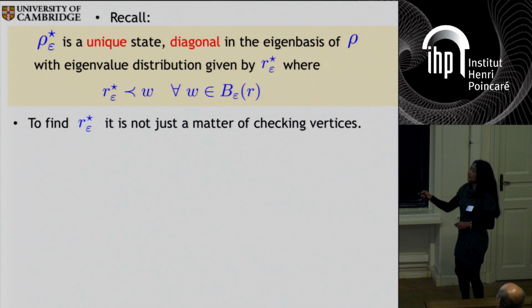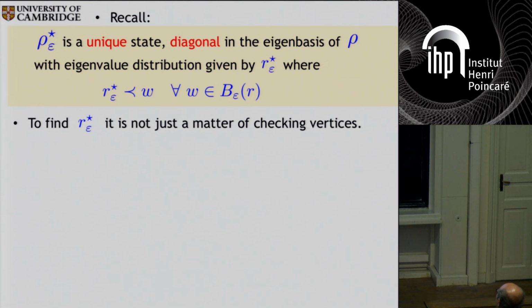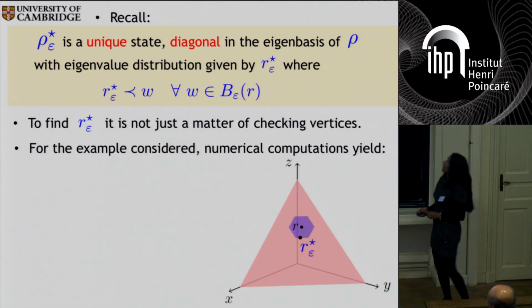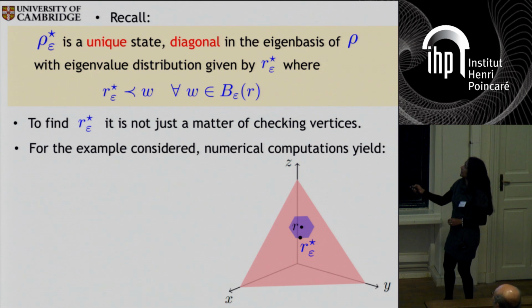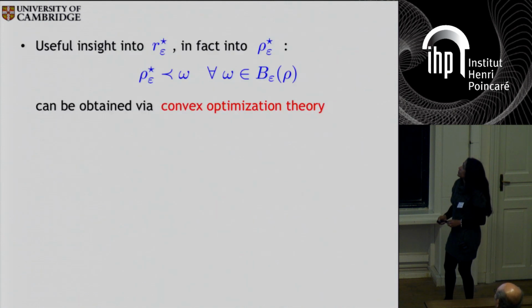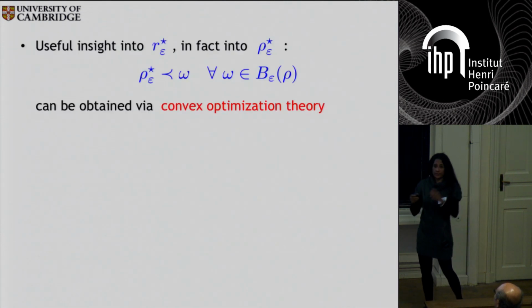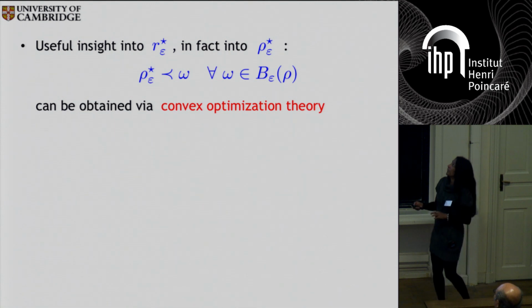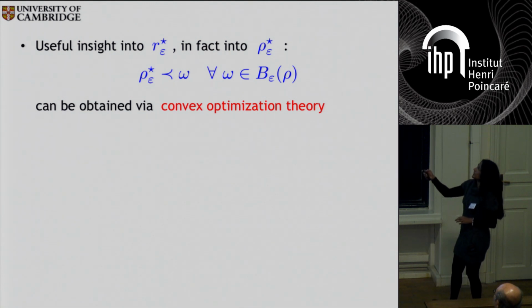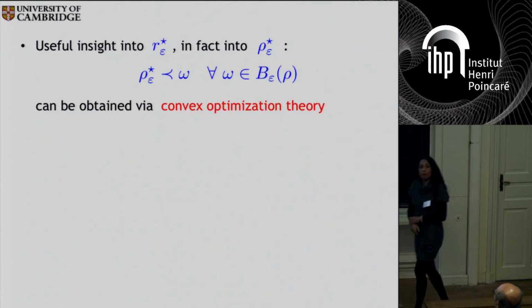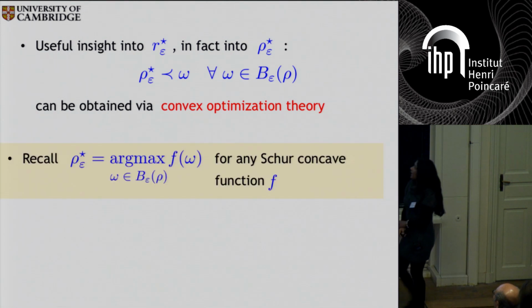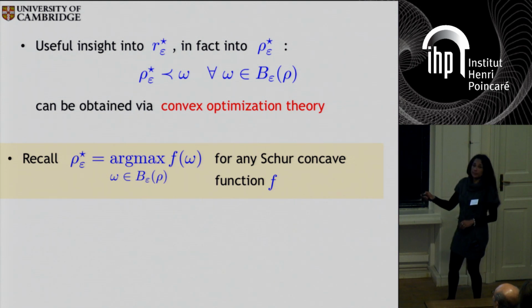Now, to find this R upper star epsilon, it is not just a matter of checking, even in this little example, the values at the vertices. For the example considered, numerical computations yield that it is not even a vertex, it is a point here. However, useful insight into what that R upper star epsilon could be, and hence into the state, can be obtained via convex optimization theory. And you recall that it is an optimization problem. It is optimizing the Schur concave function over the ball.